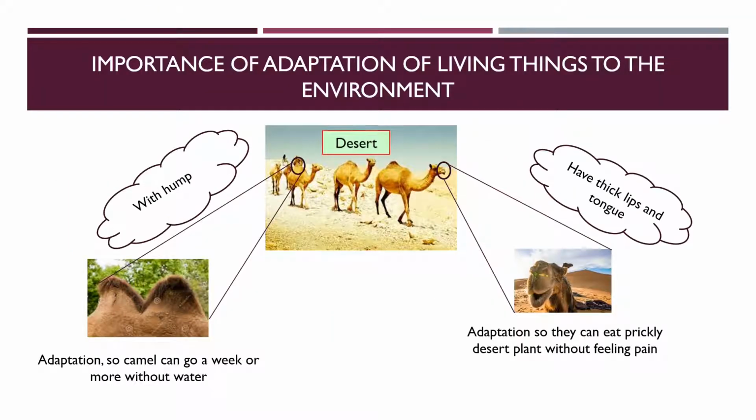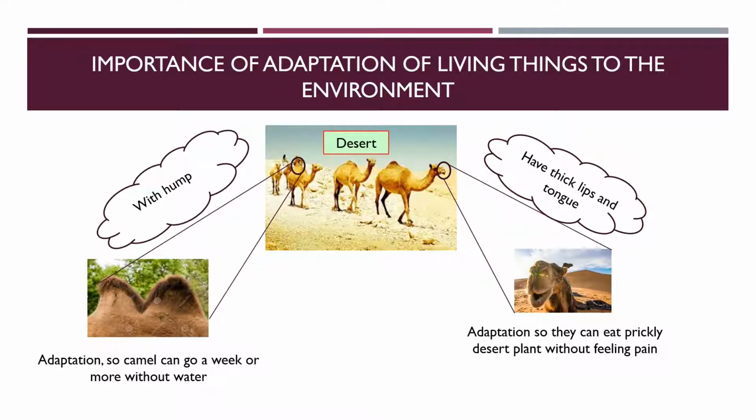In the desert, camels have a hump as an adaptation in a place with no water. They also have thick lips and tongues as an adaptation for eating the prickly desert plants.